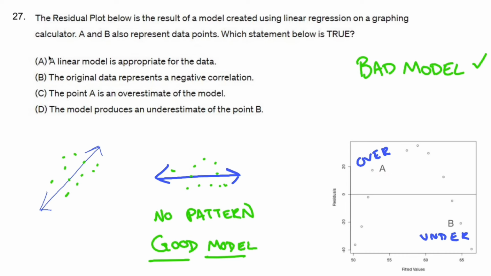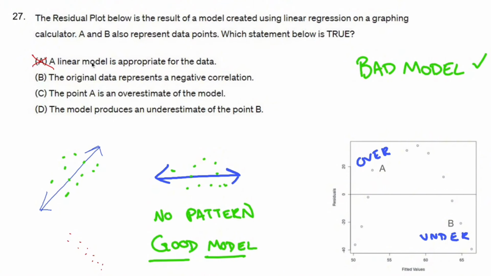So a linear model is appropriate for the data. Well, we said that this is a bad model because we see a clear pattern happening on the residual plot. So is a linear model appropriate for the data? Absolutely not. So that is not a true statement. The original data represents a negative correlation. Well, negative correlations are dots that go down and to the right following a linear pattern.